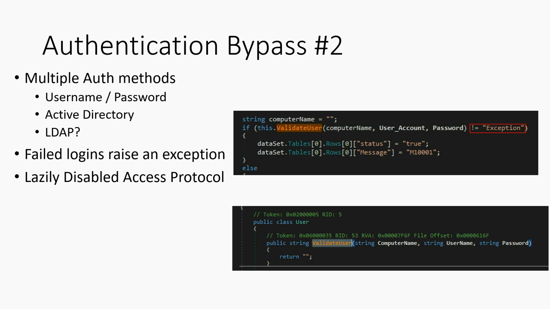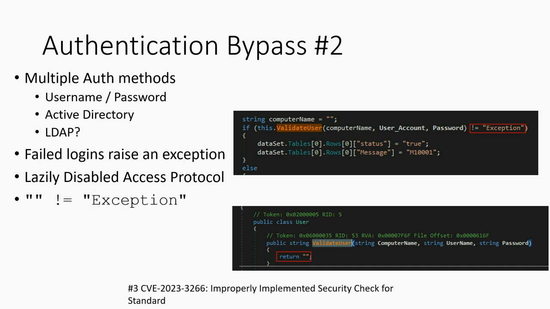However, looking at the code, LDAP must have meant "lazily disabled access protocol," because it actually shows this function here. All it does is return a blank string. And of course, that does not actually equal exception. So any person that tries to log in using this LDAP method just automatically gets authenticated, which is pretty cool.